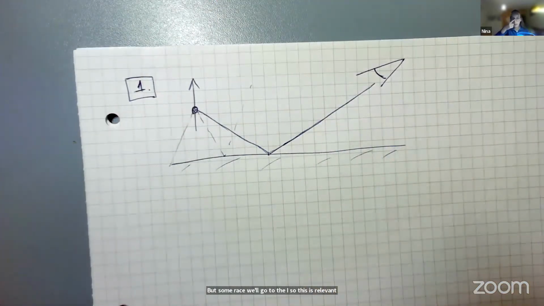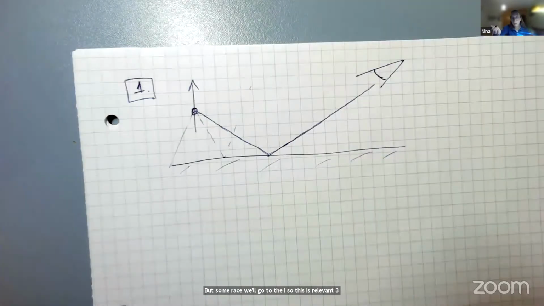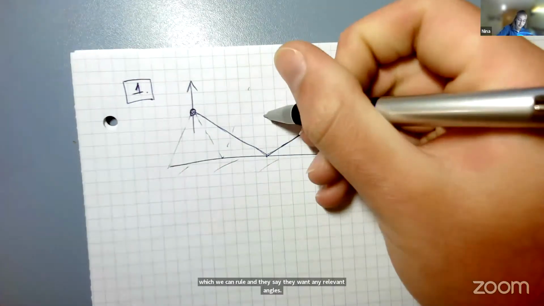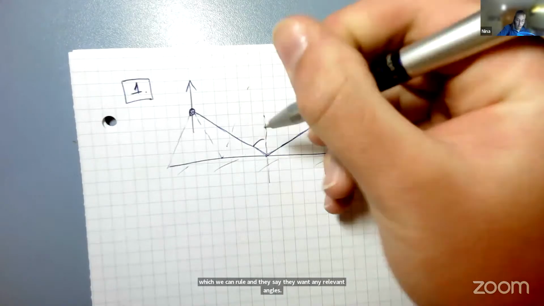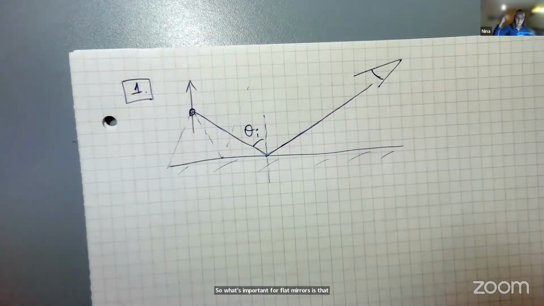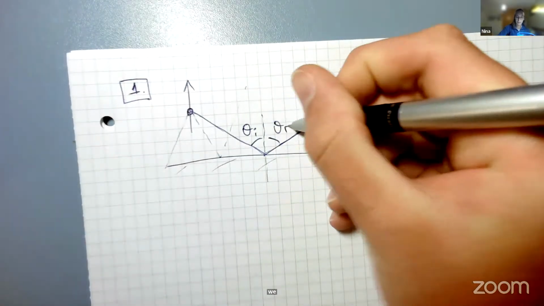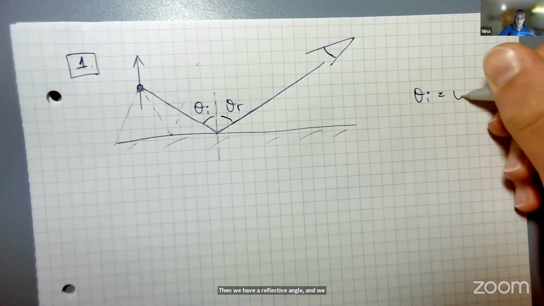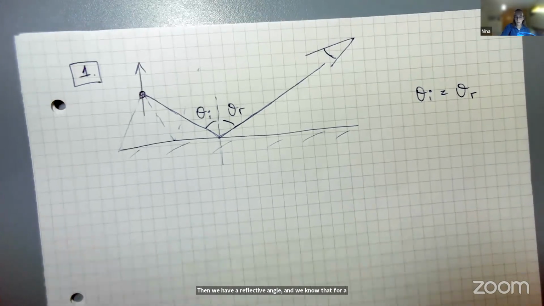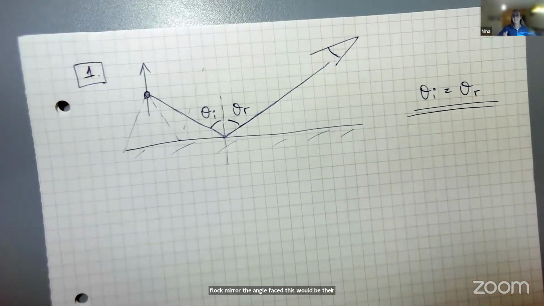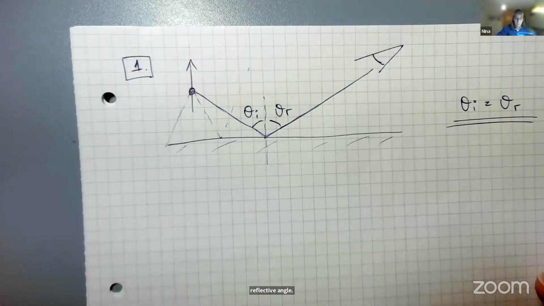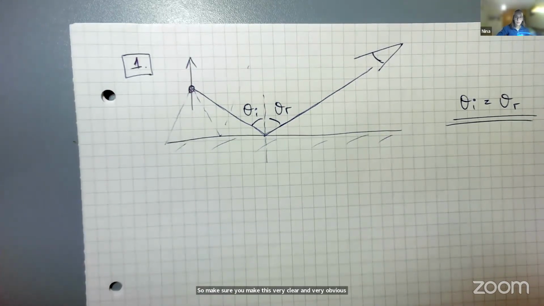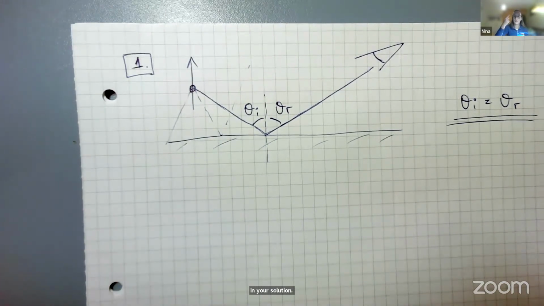And they say they want any relevant angles. So what's important for flat mirrors is that we have an angle of incidence, then we have a reflective angle. And we know that for a flat mirror, the angle of incidence would be the reflective angle. So make sure you make this very clear and very obvious in your solution. So the image isn't formed by a single ray. You need two rays crossing, and these could be the actual rays or the extensions of the rays.